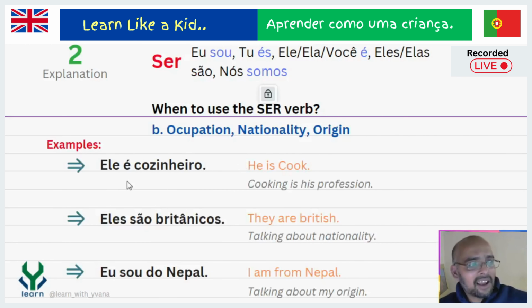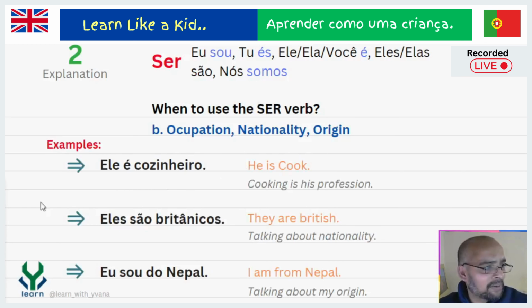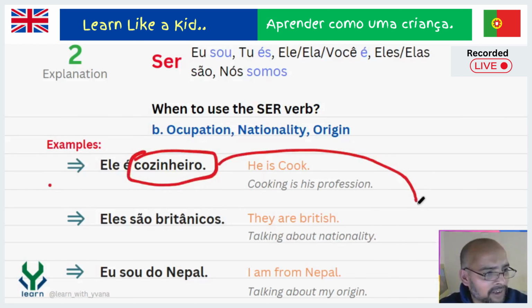For example, ele é cozinheiro, right? This word cozinheiro is a profession, and it means cook. I told you before, once you have a profession, it doesn't matter if you are working right now or not. Your profession is your permanent property, always with you. If you are a professional in anything, that means you are a specialist, always. It doesn't matter whether you do it at the moment or not, right?